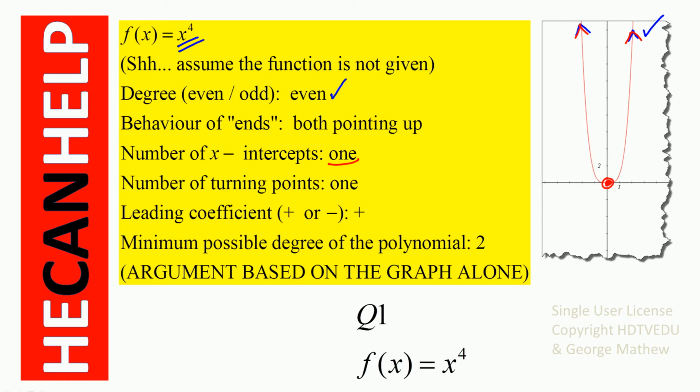What about the leading coefficient? Is the leading coefficient positive or negative? The graph opens up, so it has to be positive. So you can have either x to the power of 2 or x to the power of 4. Both are even. We only have one turning point, so we are okay.